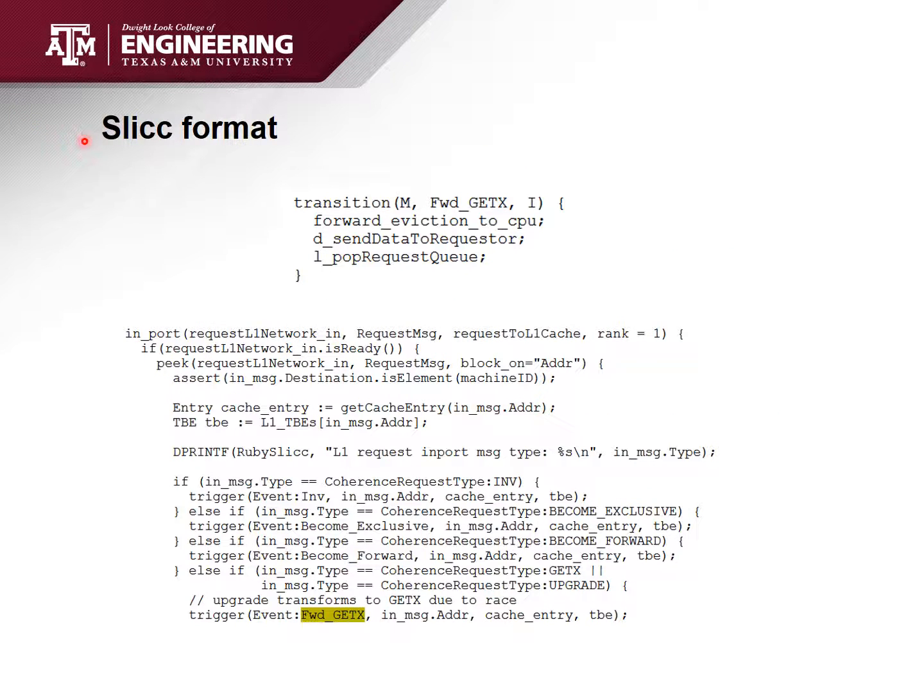Now, this code snippet provides a better explanation of the various SLICC components. For example, this keyword denotes a transition from state M to state I when it receives a forward GETX event. As part of this transition from M to I, the following actions take place. Now, this forward GETX event is triggered when we receive the appropriate request from the request L1 networking input.